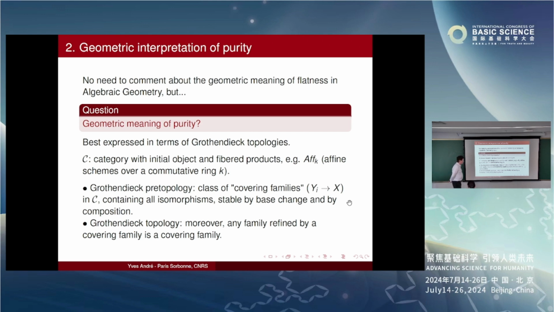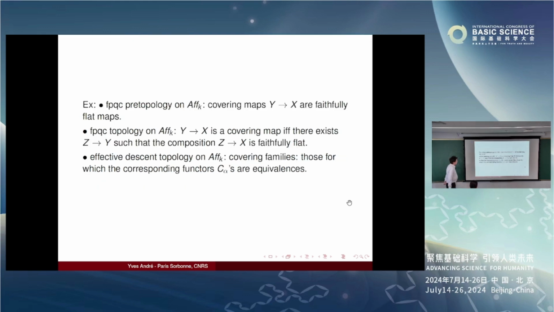A Grothendieck pretopology is called a topology, or saturated, if any family which is refined by a covering family is itself a covering family. So now some examples which will matter in this talk. The fpqc pretopology on the category of affine K-schemes. In this pretopology, the covering maps Y to X are the faithfully flat maps.